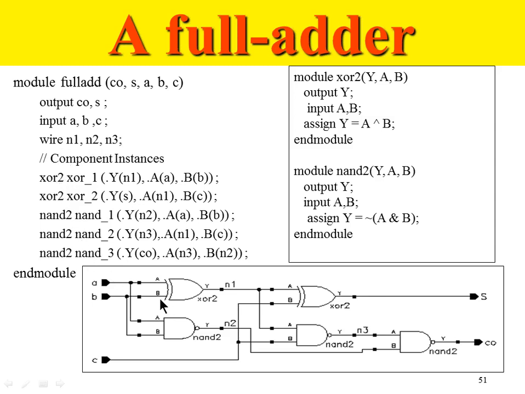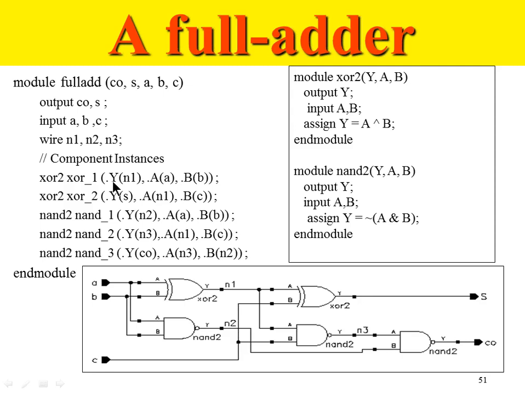Now I'm going to instantiate my components as required. XOR gate will be instantiated 2 times. NAND gate will be instantiated 3 times. Instantiated means I'm going to create a copy of gates and I'm going to create the port mapping. So XOR2, then the label for this instance, XOR_1, then the port mapping. .Y, .A, and .B are names of the XOR2 module ports, if you see on the right hand side top here.